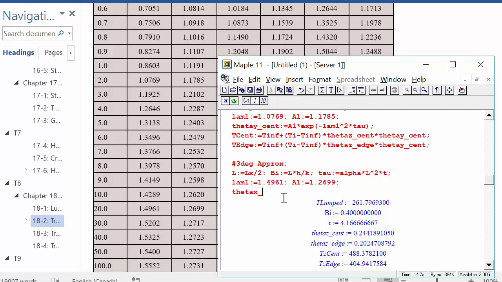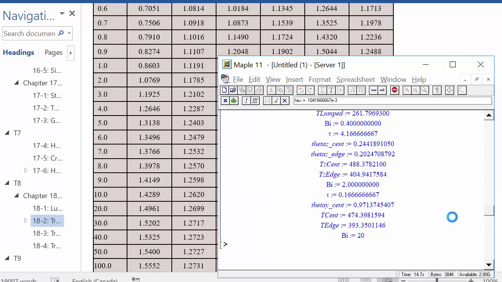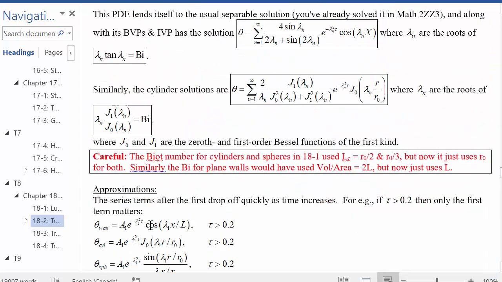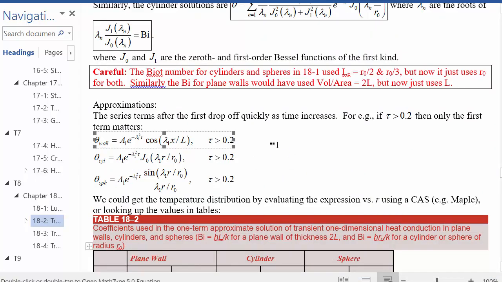The problem with that is now if we were to figure out what the theta z would be, or theta x, I suppose. X is the last dimension, the length of the sword. It would be A1 times e to the negative lambda 1 squared times tau, as usual. But this gives us a theta which is larger than 1. And that means that it's actually heated up at the center compared to what it was before. So this is completely ridiculous, and is because the Fourier number that we have is nowhere near greater than 0.2. So we're really not justified using only one term of the approximation.